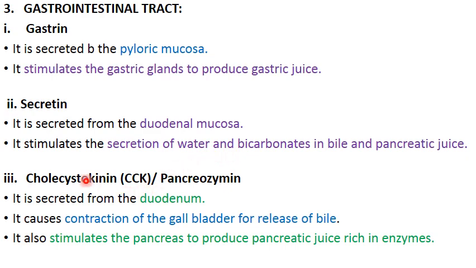तो फिर दूसरा hormone secrete होता है, that is cholecystokinin, CCK or pancreozymin. It is secreted from the duodenal mucosa as the secretin is, और इसका क्या function है? Contraction of the gallbladder for the release of bile. और also stimulate करेगा pancreas को to produce pancreatic juice, now rich in enzymes for the digestion of various classes of food.